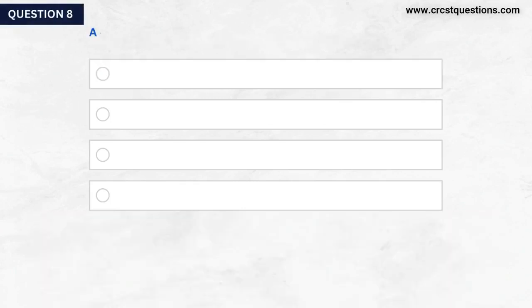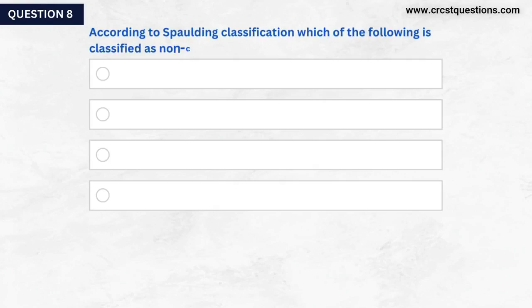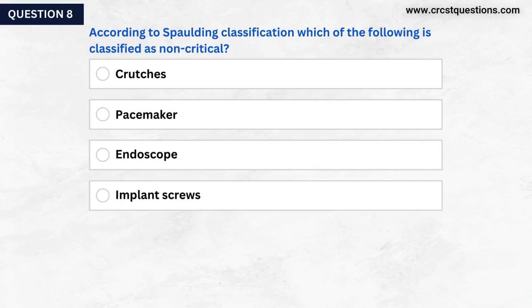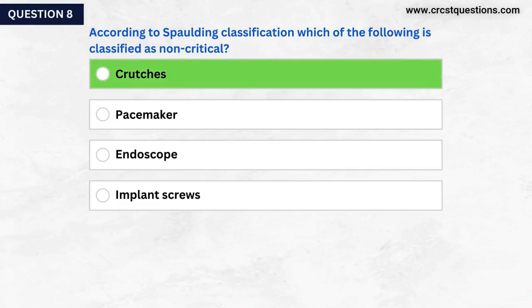Question 8. According to Spaulding classification, which of the following is classified as non-critical? Crutches, pacemaker, endoscope, implant screws. The correct answer is crutches.